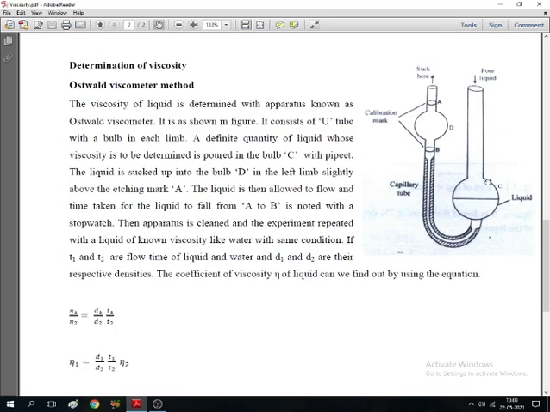दुसरं लिक्विड घेतलं, लिक्विड 2, पुन्हा तेच प्रोसेस करायची, सेम व्हॉल्यूम इथं सी मध्ये टाकायचं, सक करा. A to B लागणारा जो टाइम आहे तो नोट करायचा, that is T2. That flow time T2 is that.